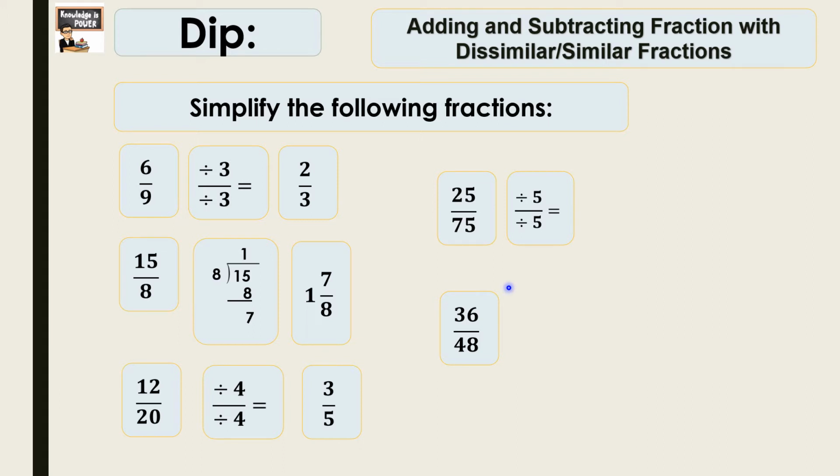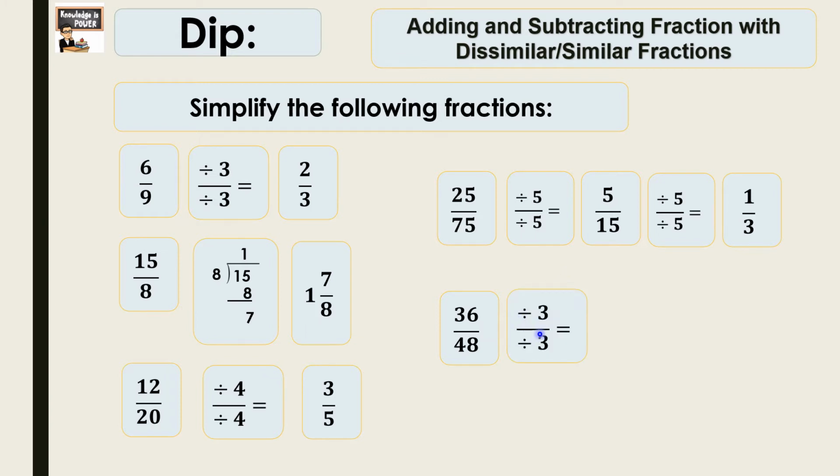25 divided by 5 is equal to 5, and 75 divided by 5 is equal to 15, so 5 over 15. And teacher, why do you divide it again by 5? It is because 5 over 15 is divisible again by 5. So therefore, 1/3 is the final answer.